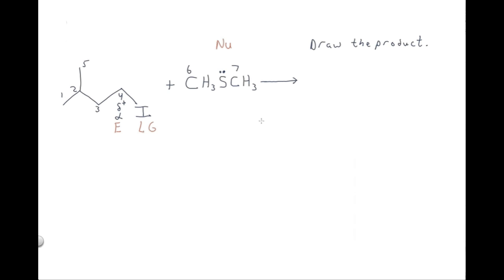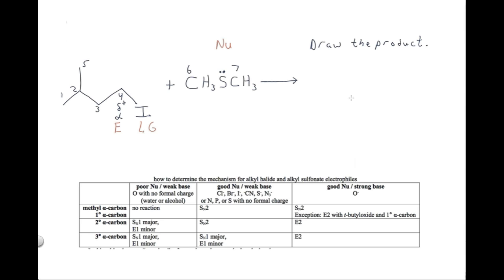So now we can identify what type of mechanism we're using. We have a primary alpha carbon. Carbon 4 is primary. Put this in the top row of our table. Our nucleophile is neutral sulfur. Neutral sulfur is in our middle column. That puts us in this cell, so we expect an SN2 reaction.